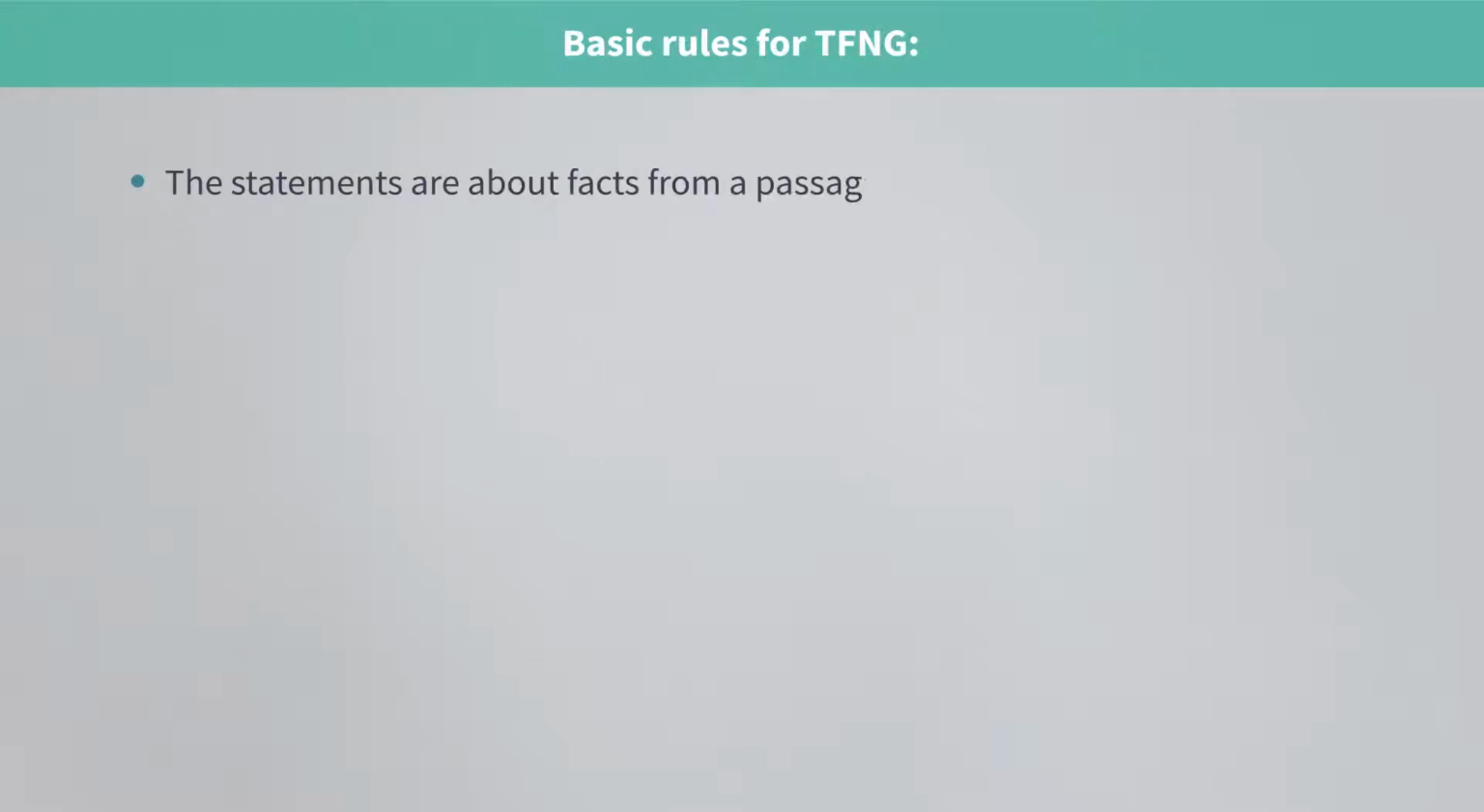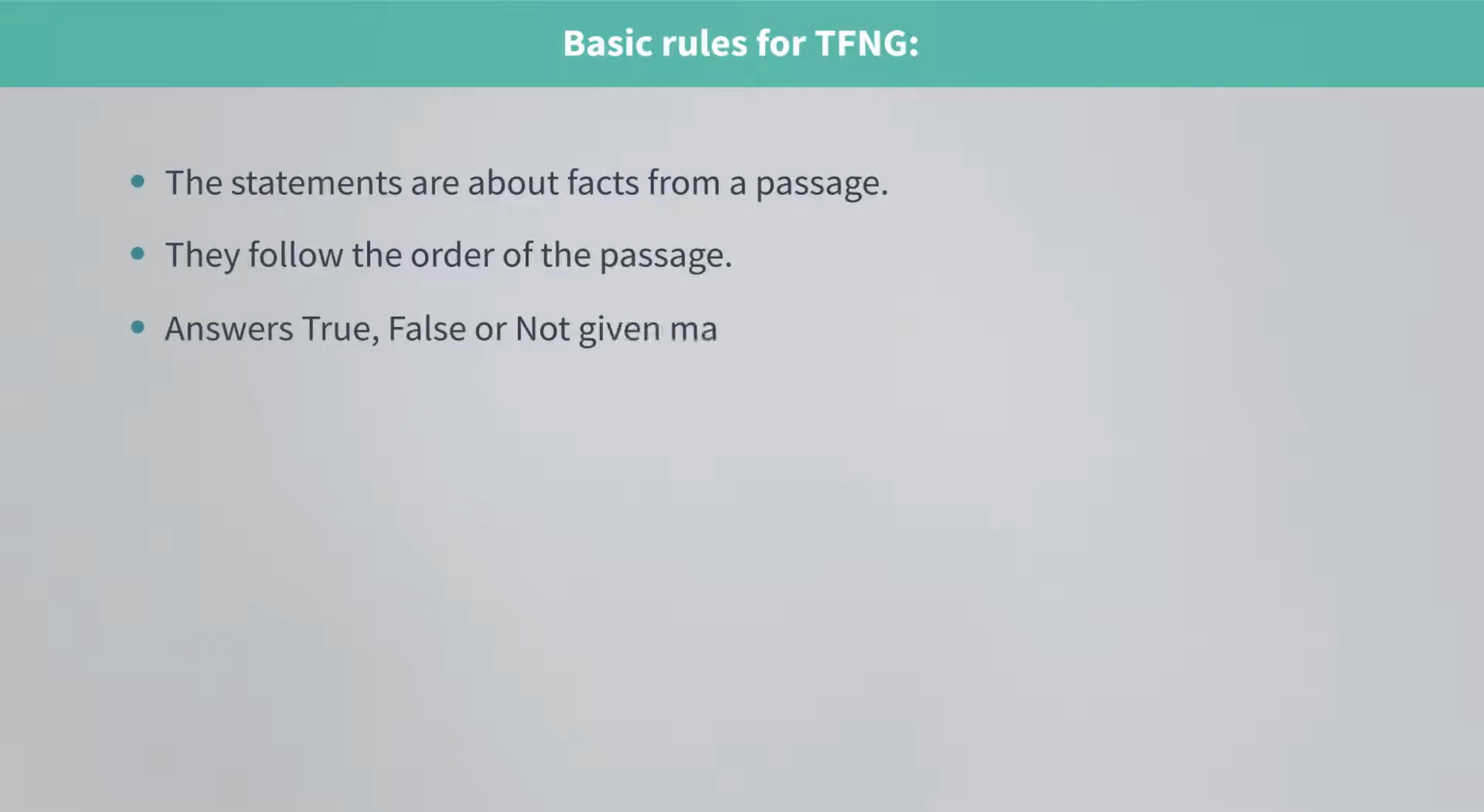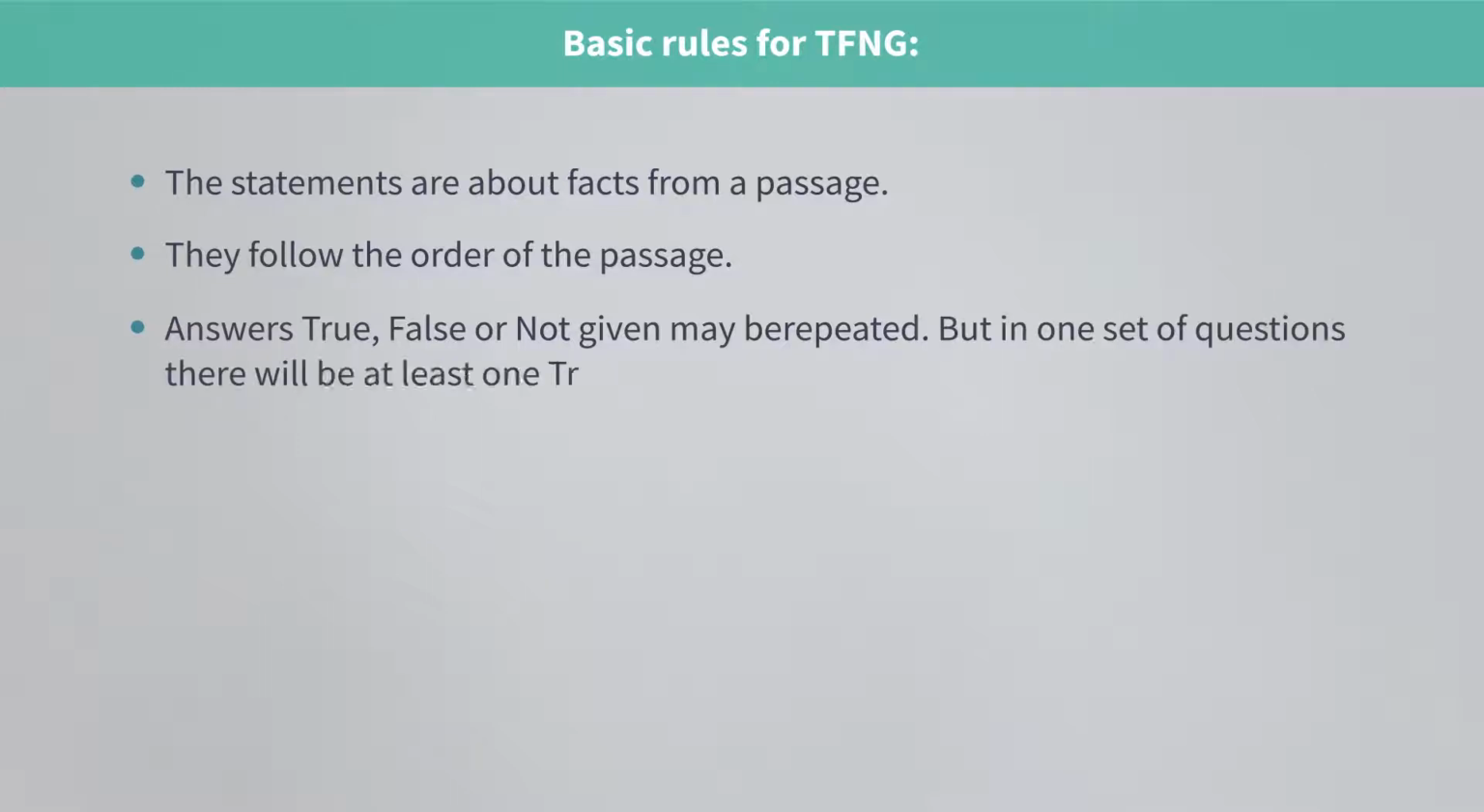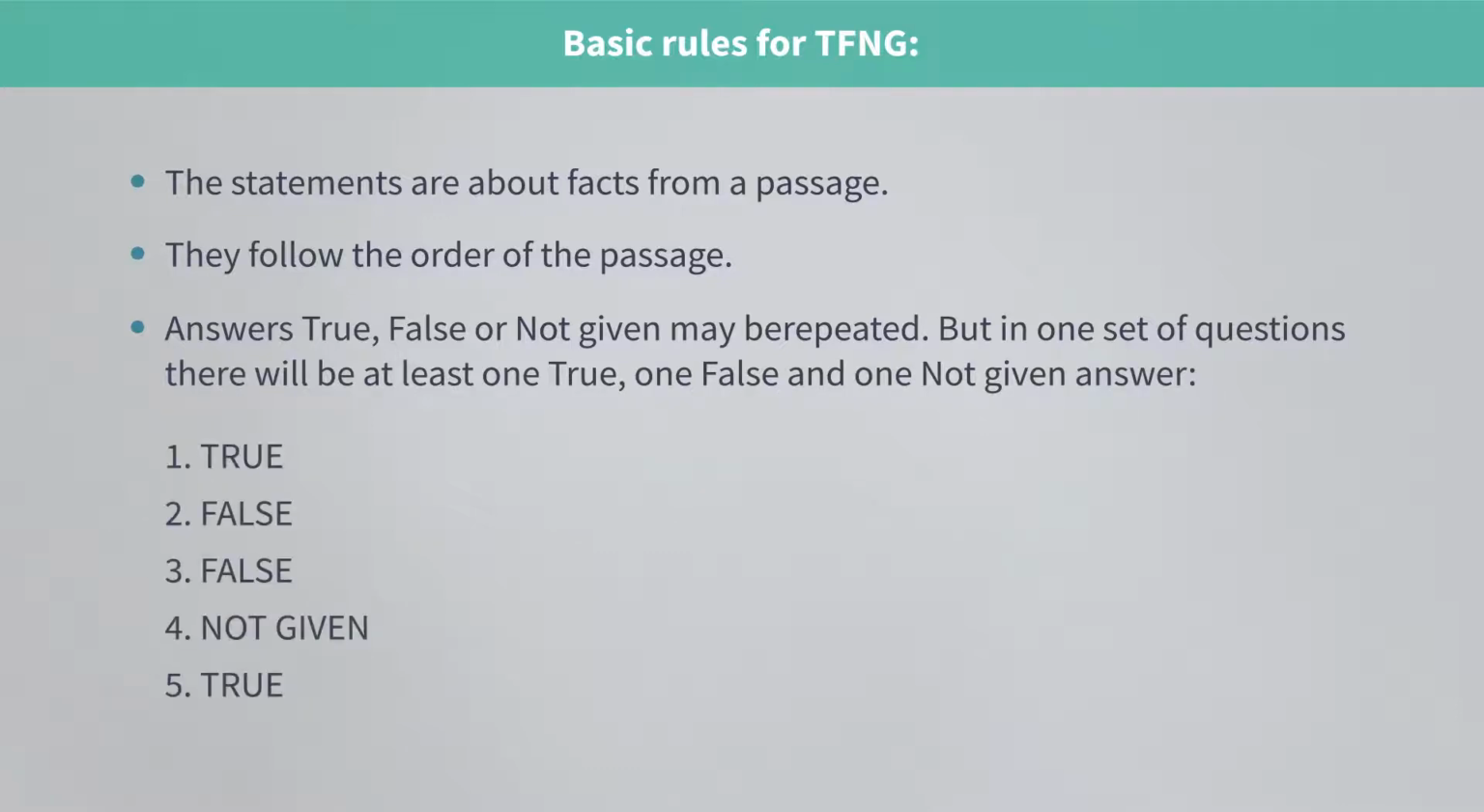Now, let's look at some basic rules for true, false, not given questions in IELTS reading passages. The statements are about facts from a passage. They follow the order of the passage. Answers true, false, or not given may be repeated, but in one set of questions there will be at least one true, one false, and one not given answer. There usually are 4 or 5 statements that you need to identify. Don't worry if you see that 2 of them are true or false or not given. The only thing is that, as a rule, there should be at least one answer of each kind.